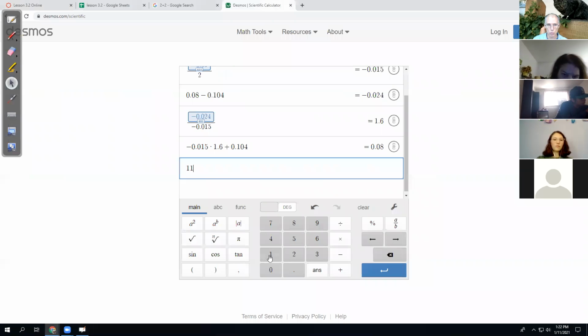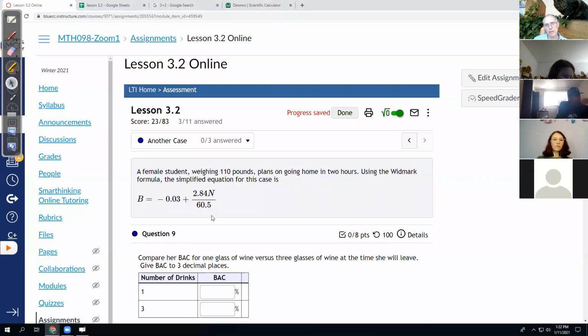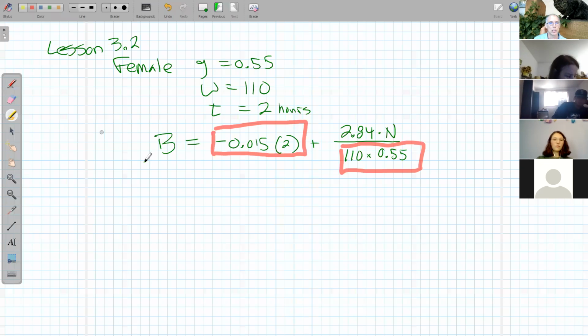If we take the 110 weight times the gender factor 0.55, we get 60.5. Yep, and that's what they have there. And then if we double the 0.015, we get 0.03, which we saw on the previous page too. Okay, so it looks like they did a good job of cleaning it up. Sometimes I don't take things for granted.